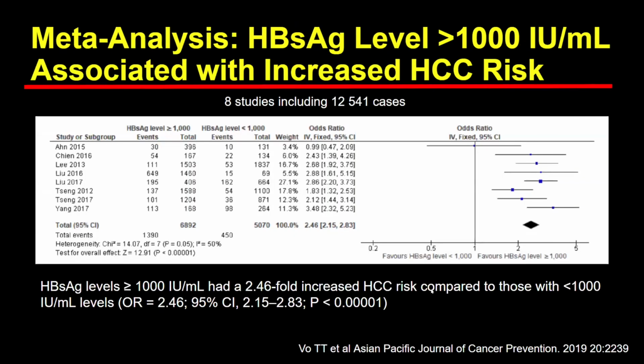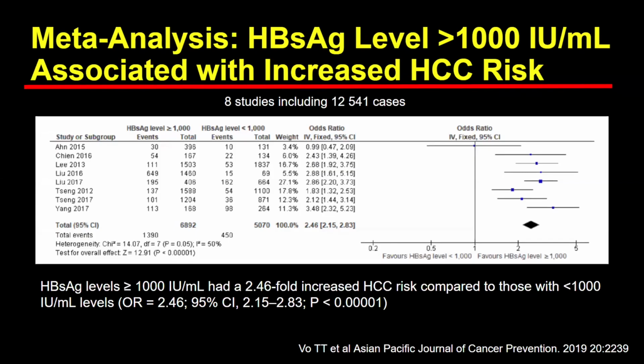So for this talk, I'm going to focus just on addressing 3 key areas on the utility of surface antigen testing, that is in HCC risk stratification, selection of candidates for stopping treatment, and selection of candidates for novel therapy. Next slide, please. So I'll begin first with the role of quantitative testing in HCC risk stratification.